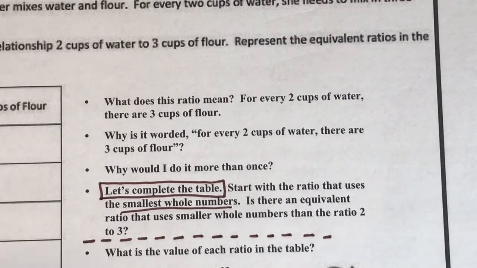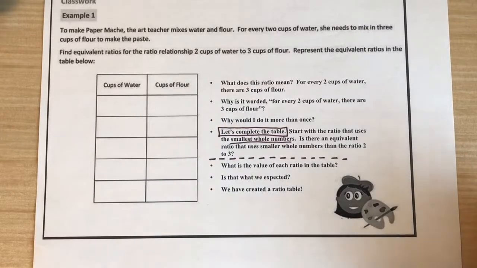For example, in this problem, if the art teacher had a larger amount of students, this amount of paper mache wouldn't be enough, so she would have to increase the mix. And that answers the question, why would I do it more than once? Because if there are more students, you need a bigger quantity, so you would need to use that ratio in order to make more. All right, so now we're going to go ahead and complete the table.